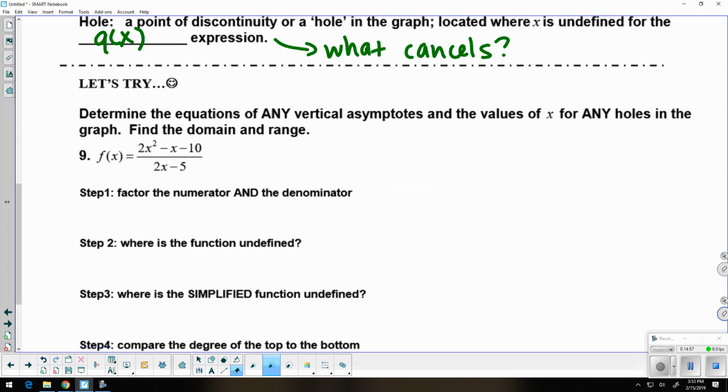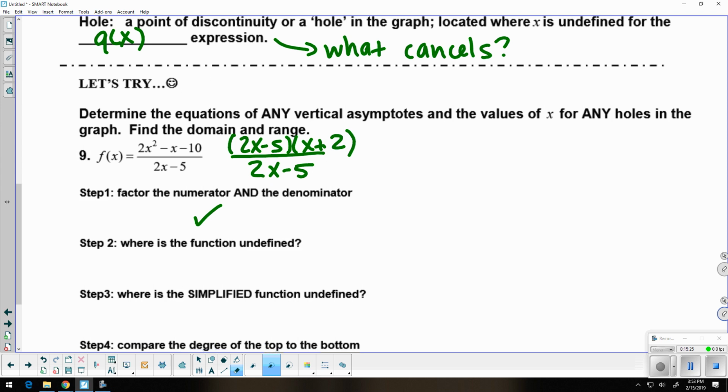Okay, let's try one down below. It says determine the equations of any vertical asymptotes and the values of x for any holes in the graph, so find the domain and range. The first step says factor the numerator and denominator, so let's do that. It doesn't look like my denominator is factorable, so I'm just going to keep that 2x minus 5. Factoring the top, this would factor into 2x minus 5 and x plus 2. Step 1, done.